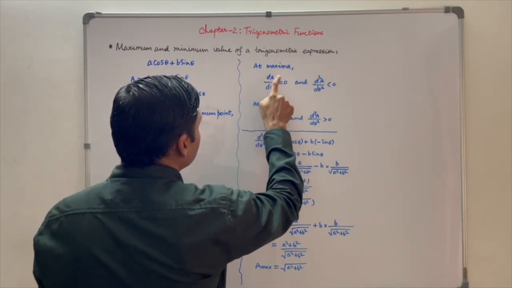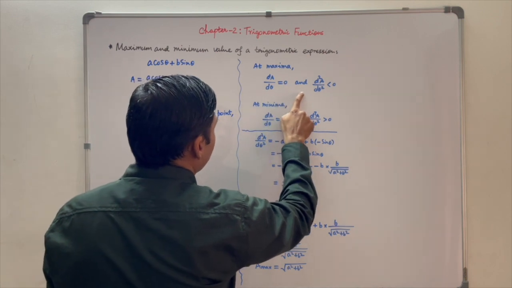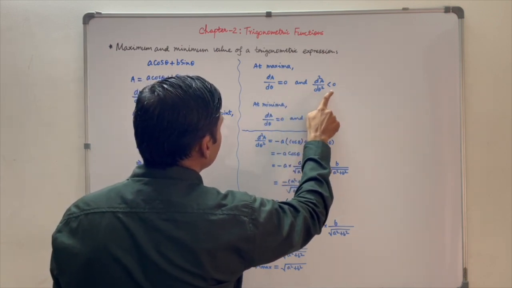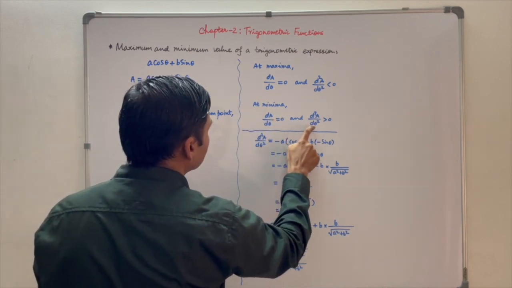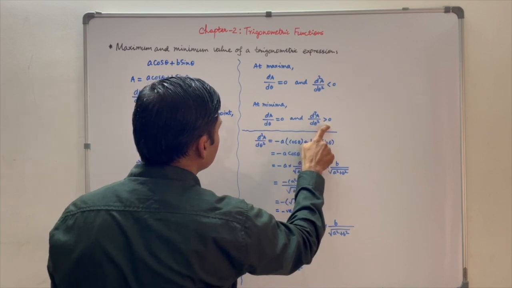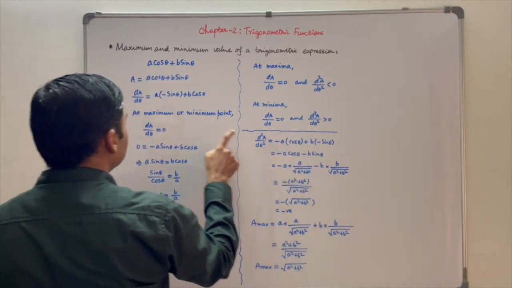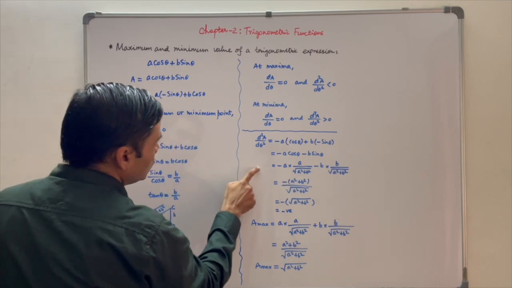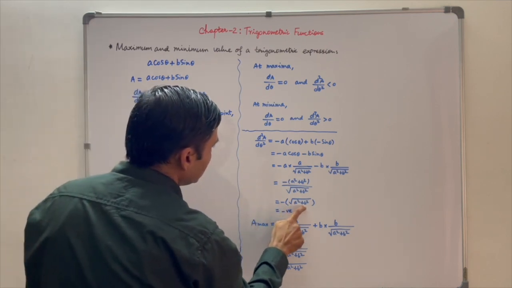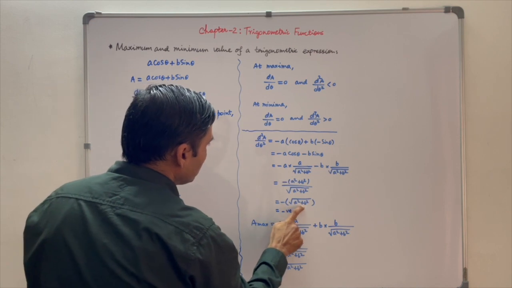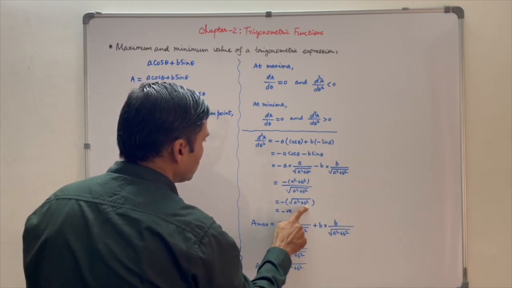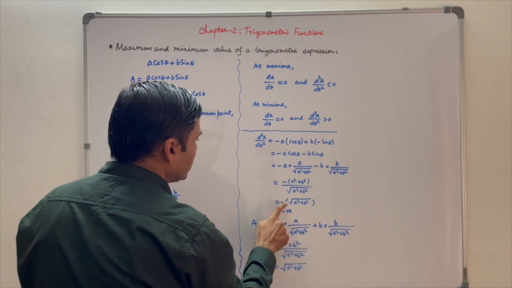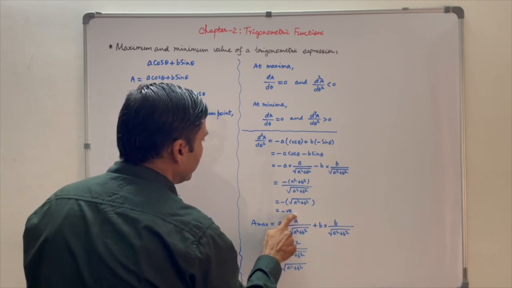Now at maxima, dA upon d theta is equal to 0 and d square A upon d theta square is less than 0. At minima, dA upon d theta is equal to 0 and d square A upon d theta square is greater than 0. Do d square A upon d theta square from here. So you will get minus under root a square plus b square. Now a square plus b square will always be positive because the square of a number is positive. So square root of a square plus b square will also be positive. Outside is negative, so overall it will be negative.